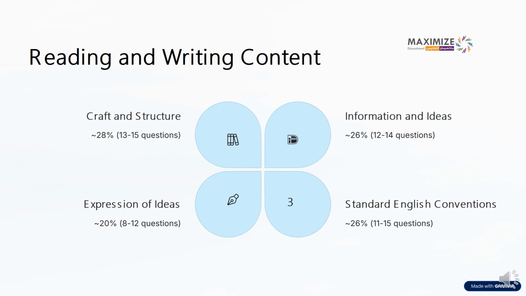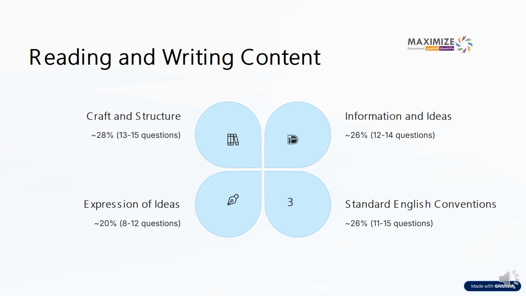Let's have a look at the reading and writing content, how the questions are divided, and also the marks for each question. First, craft and structure has the highest percentage. It has between 13 and 15 questions. Usually, these are the first 7 or 8 questions of each module, and it's about 28%. For the second one, information and ideas, there are 12 to 14 questions, usually from question 9 to 14 or 15, and they cover 26% of the test.